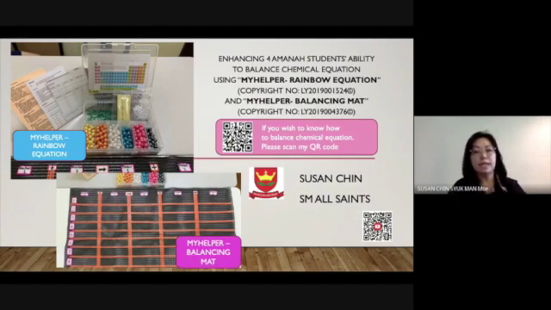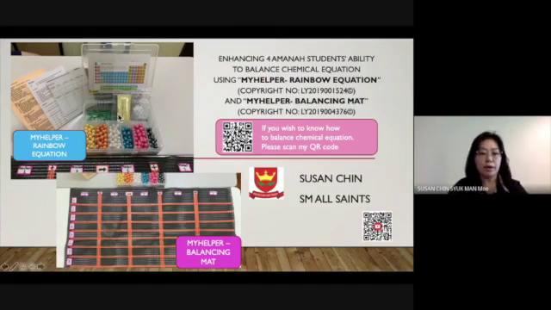Today, I would like to present to you my action research. The title of my action research is Enhancing Amanah Students' Ability to Balance Chemical Equation using Myhelper Rainbow Equation and Myhelper Balancing Math. Here is a QR code. If you wish to know how to balance a chemical equation, you can scan my QR code to see the video of how to do the balancing.